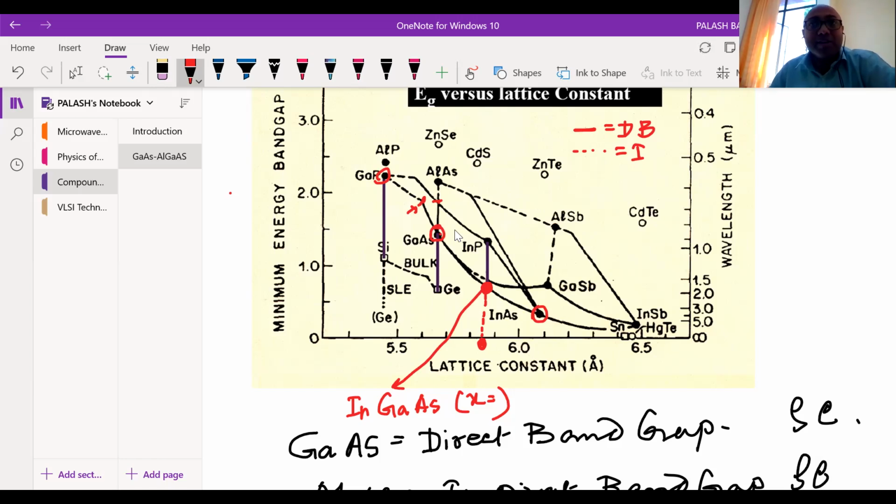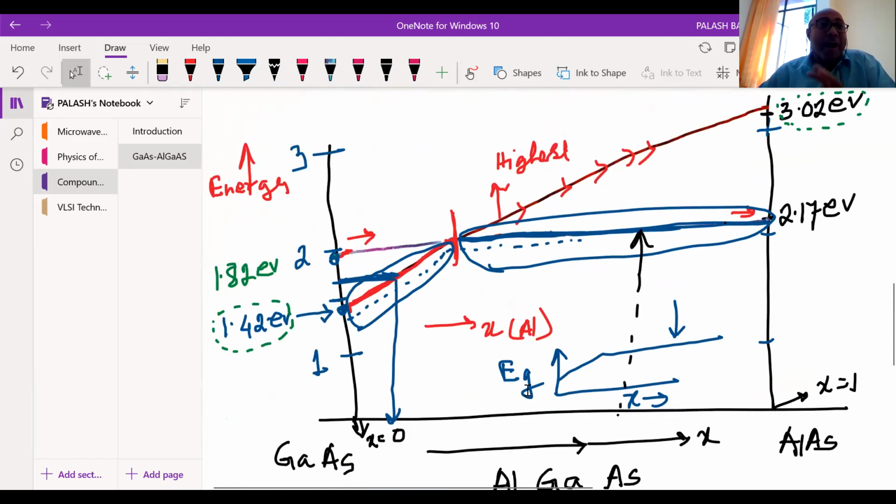The most important part is that this chart was generated more than 50 years back, and I really appreciate those people who did this measurement. It is a lifelong measurement; maybe they spent 10 or 20 years to generate this data. It is really an appreciable job. So what I am concluding is that you have such flexibility in compound band gap tailoring, not only transferring direct to indirect or indirect to direct, but also increasing the band gap.